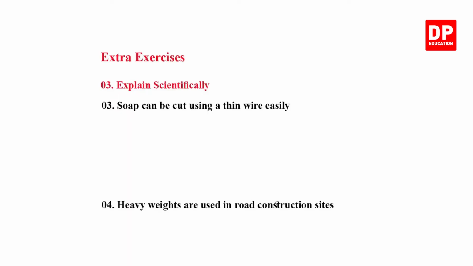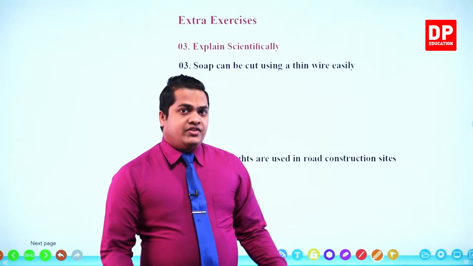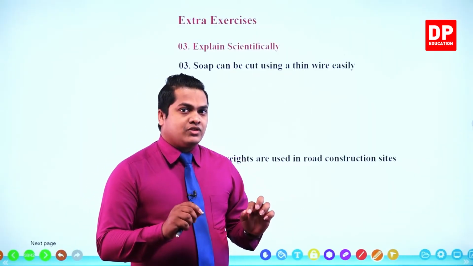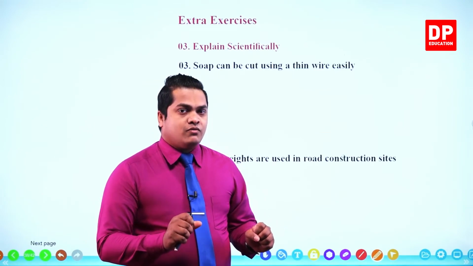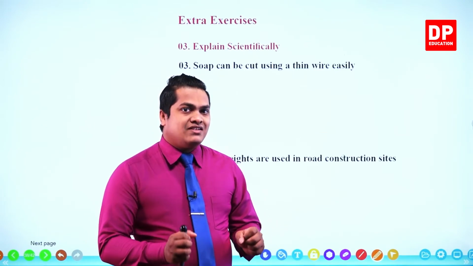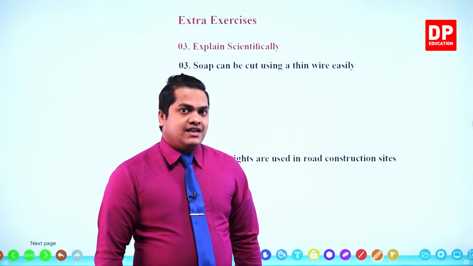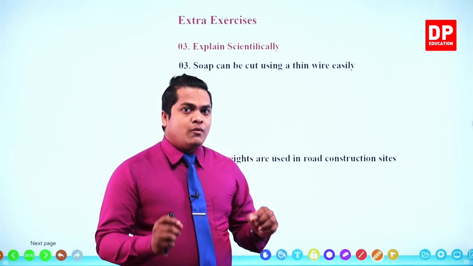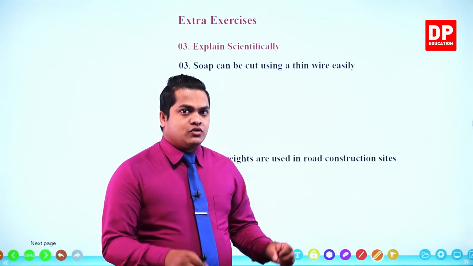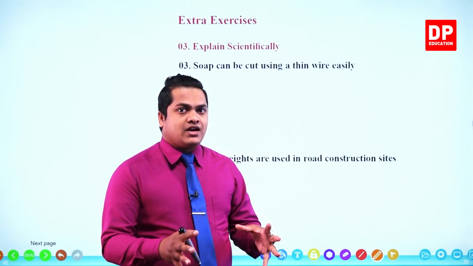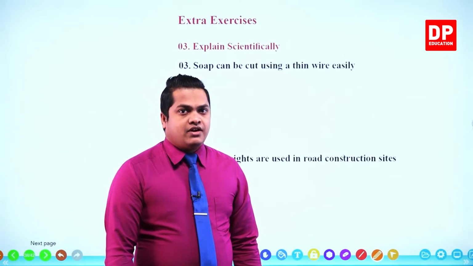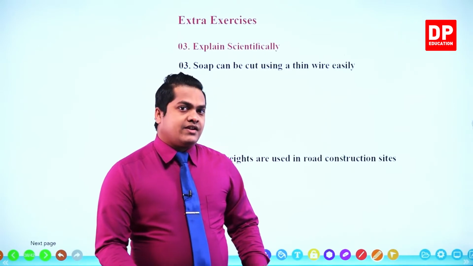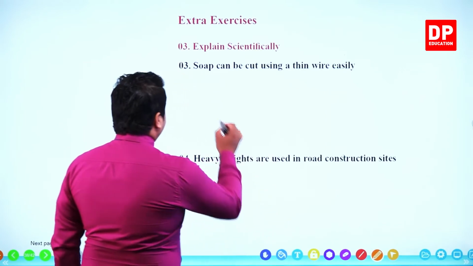Soap can be cut using a thin wire easily. So I told you that when we were doing that experiment related to thin and thick wires, thin wires can be used to cut a soap very quickly because thin wires have less surface area, which exerts more pressure on the soap. So by applying less force, we can cut through the soap very quickly when we are using thin wires. Okay, so we can write the answer, my dear children.